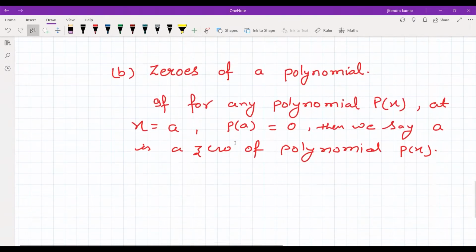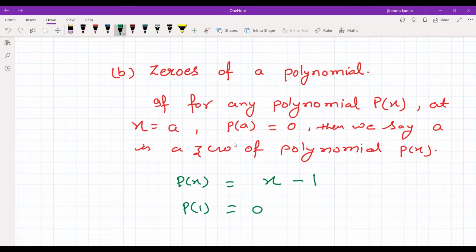Okay, so what it means, suppose we have any polynomial p(x) equal to x minus 1. Now please try to find p(1). What will be p(1) here? 0, right? Everyone is getting 0. So we can see that at x is equal to 1, p(x) is 0. So this is the definition here.